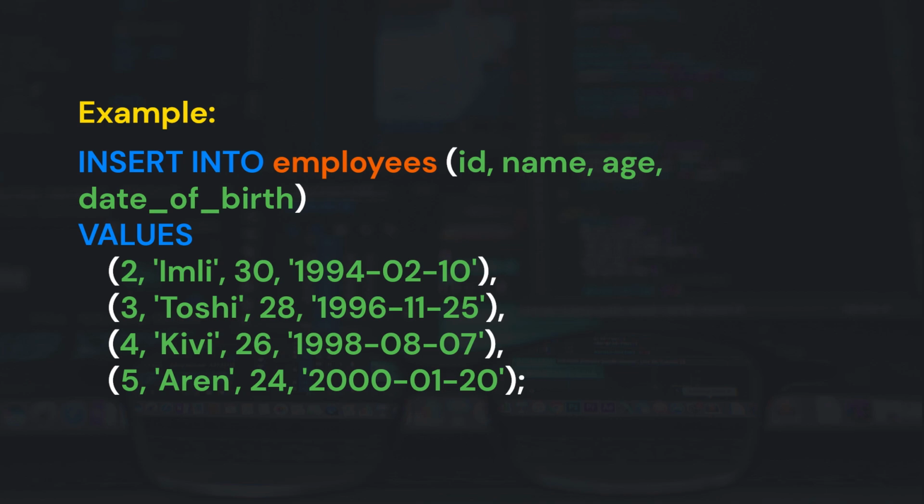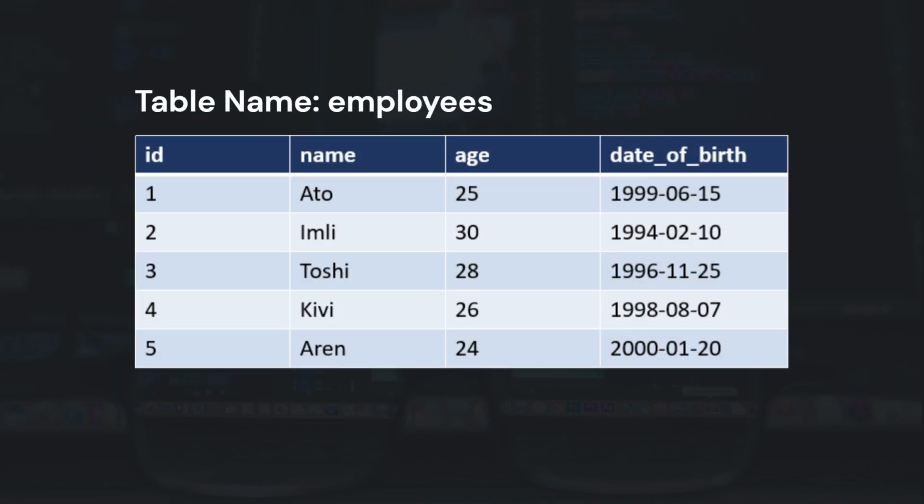This adds 4 more employees in a single query, making it more efficient. Notice how each row is enclosed in parentheses and separated by commas. Once we execute this command, all these employees will be stored in the table.